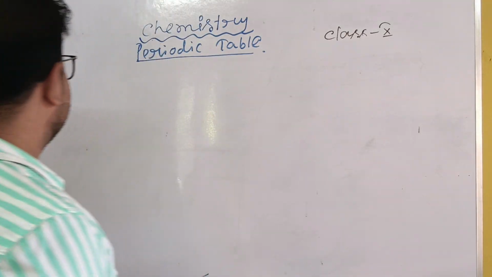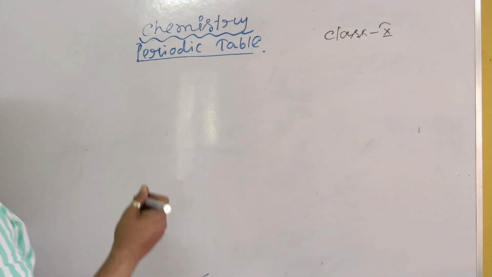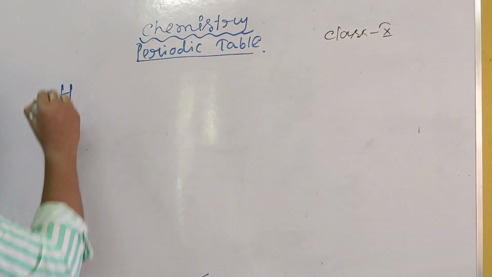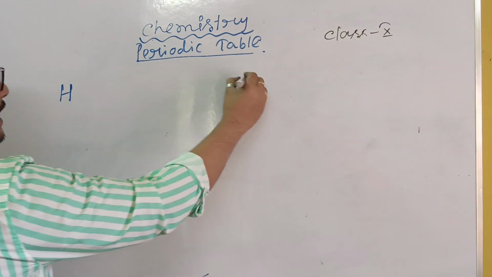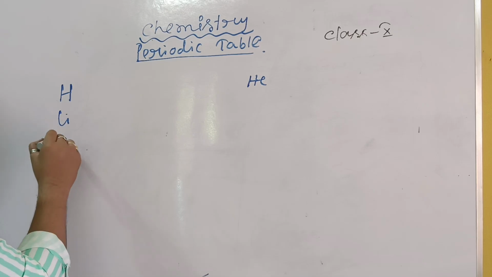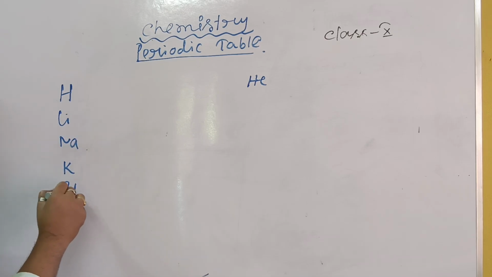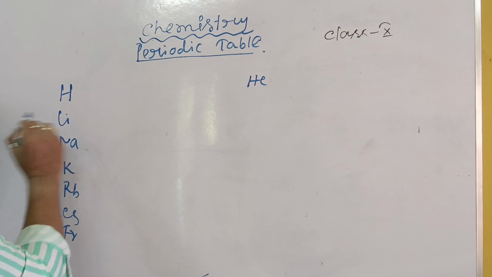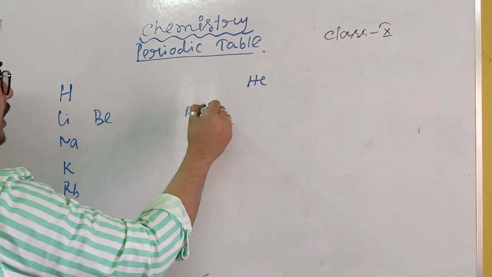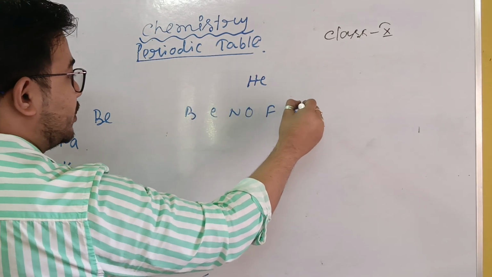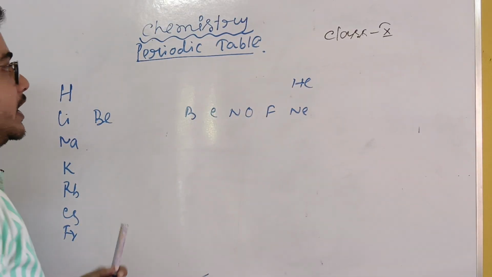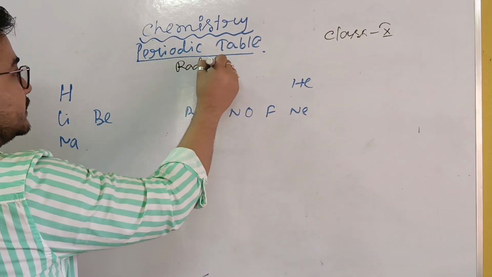So, get ready with your copies and pen. Try to understand about the element first. First, in periodic table, as you move left to right, first is hydrogen, then helium. But as you move downwards, hydrogen, lithium, sodium, potassium, rubidium, cesium, francium. Here, lithium, beryllium, boron, carbon, nitrogen, oxygen, fluorine, neon. First, our topic is radius.